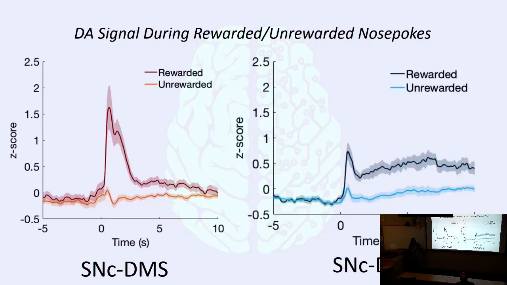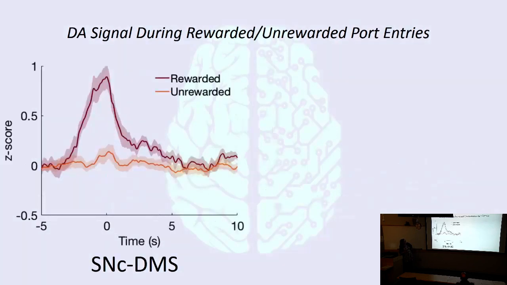In contrast, these are the neurons that project from the substantia nigra to the DLS. We see definitely these are, you'll note the same scale there, so it's a smaller signal. We can talk about that more, but these also seem to be able to differentiate between a rewarded and an unrewarded nose poke.